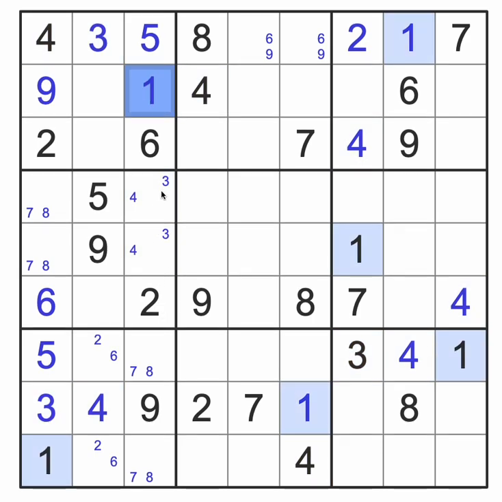And 1 blocks here, 1 blocks here. Gives me 1 here. And now these 2 cells will be 7 and 8. 7 is here, so this is 8, and this is 7. Okay, and these 2 will be 3 and 5.